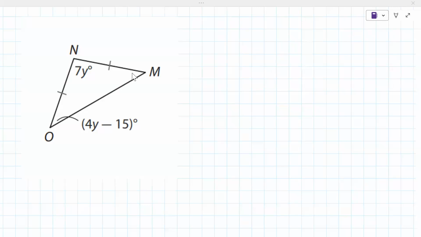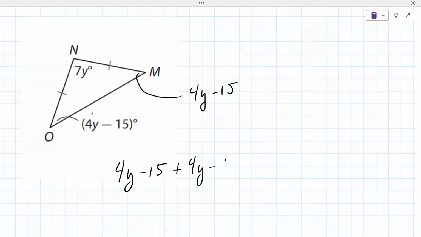Okay, is M 4y minus 15 or 7y? Sorry, you were breaking up for a second. I'm trying to ask you, is angle M the 7y or 4y minus 15? It's the 4y minus 15. Yes. Now this time you have to use the fact that they all add up to 180.